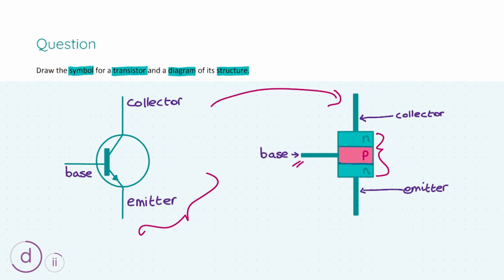Okay, so it's your standard diagram, and you're going to get 3 marks for drawing the correct symbol, 3 marks for the correct diagram, and then 3 marks for all of the labels on it. Remember, labeling this diagram is key, and we're pretty much done this part of the question.